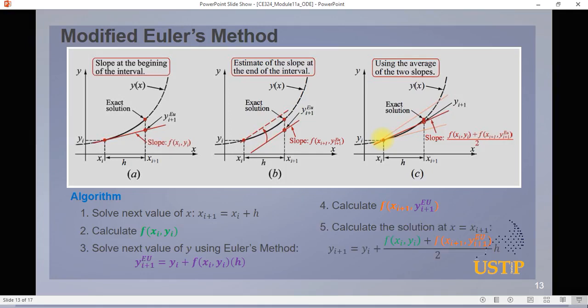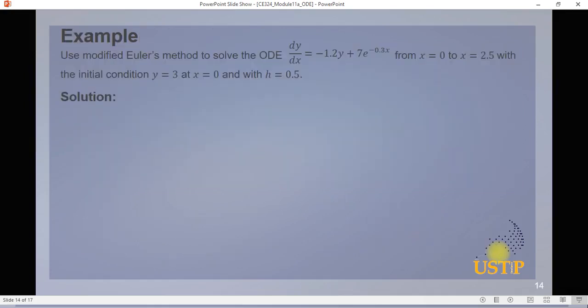And then we will now calculate the solution at xi plus 1 by using the approximate slope, which is this value. So we have this slope, and then we have this another slope. Okay, so these are the values.